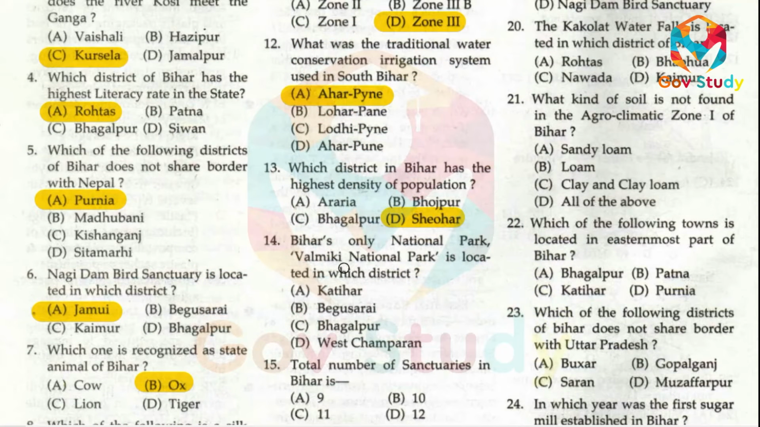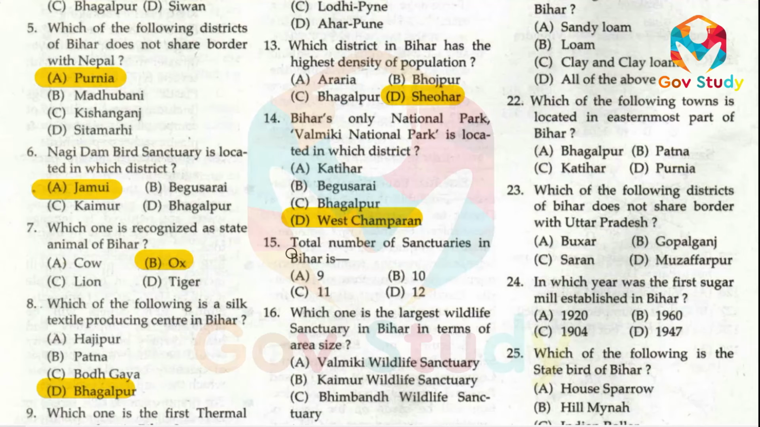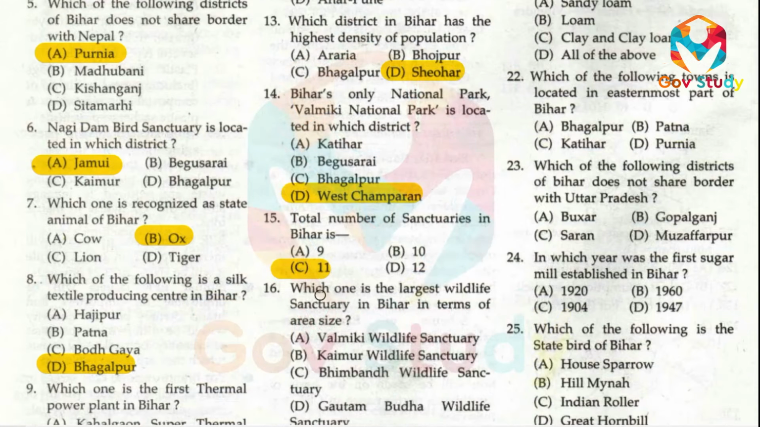Bihar's only national park, Valmiki National Park, is located in which district? Katihar, Begusarai, Bhagalpur, West Champaran. Correct answer is D, West Champaran. Total number of centuries in Bihar is option A 9, 10, 11 or 12. Correct answer is C, 11.